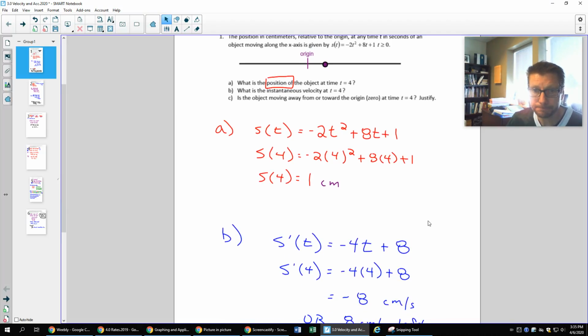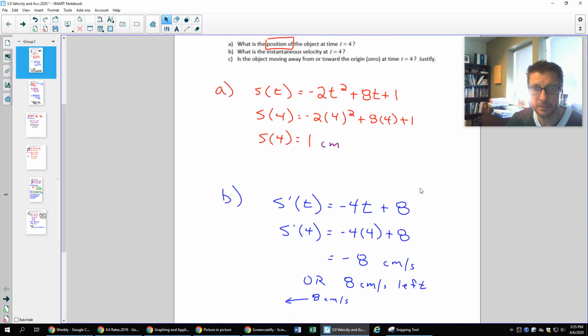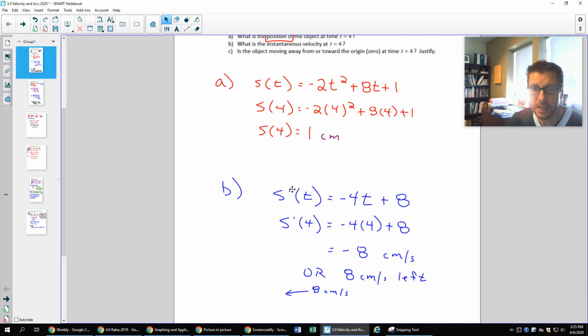B is finding a velocity. S prime of t is velocity. So the derivative of negative 2t squared is negative 4t, the derivative of 8t is 8, and the derivative of 1 is 0. So that's my velocity function. Any time this object is moving, this will tell me how fast it's moving. So S prime of 4 is negative 8 centimeters per second, or 8 centimeters per second to the left.